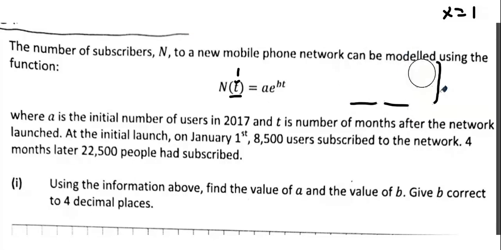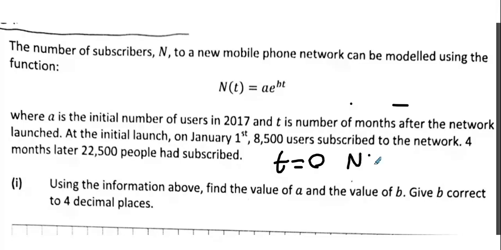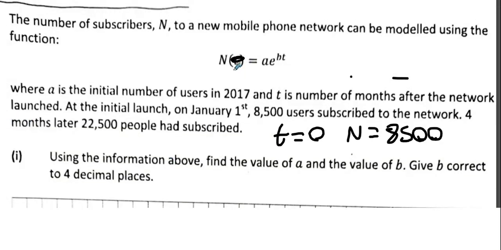So the thing you got to remember is it says that you start off when your t value is 0, your n value is 8,500. Is that okay? So here's what you need to do. You replace n with what, guys? n gets replaced with 8,500. A stays as A. e to the b, what's b times 0, to the power of 0?